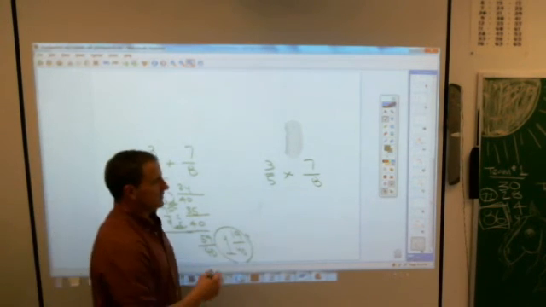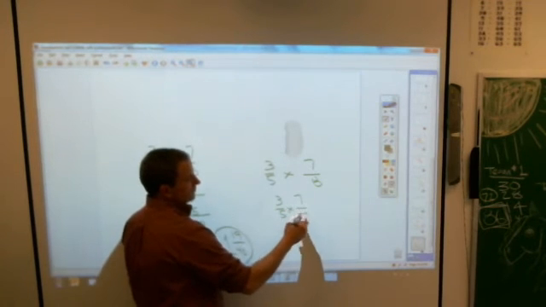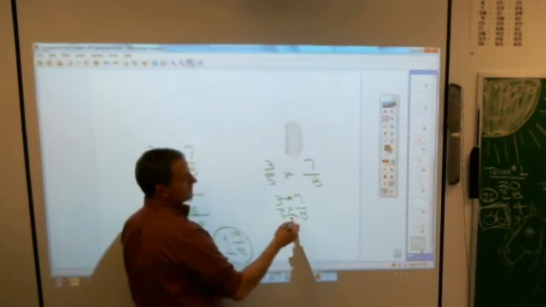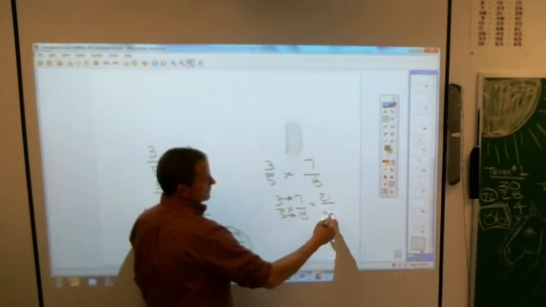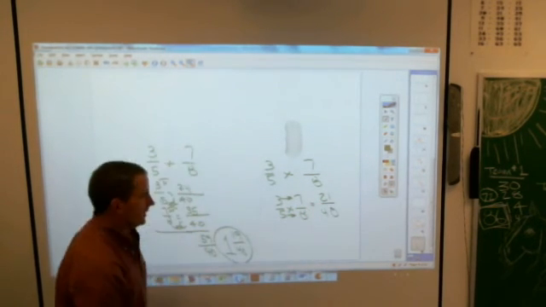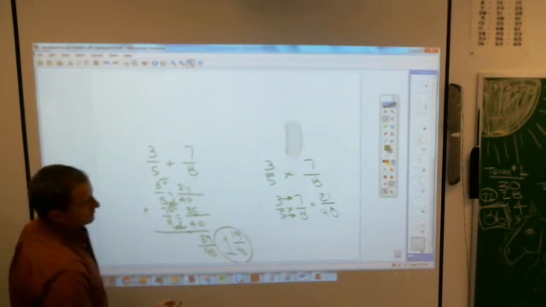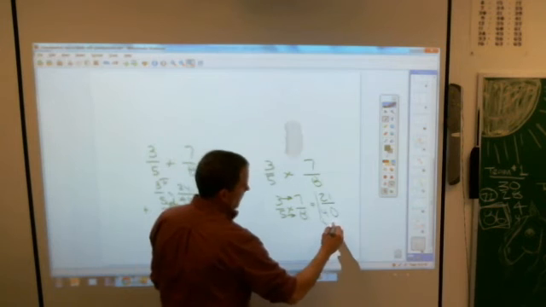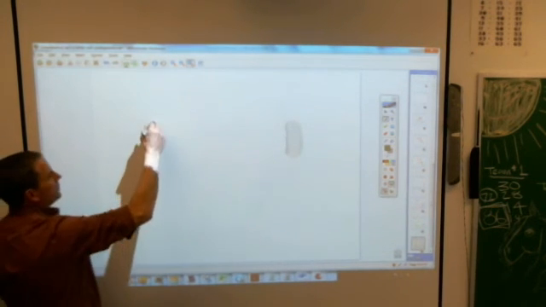Now, how much easier is this? What do I do with 3/5 times 7/8? You just multiply across. 3 times 7 is 21. 5 times 8 is 40. Can I reduce 21 over 40? No. That is it.